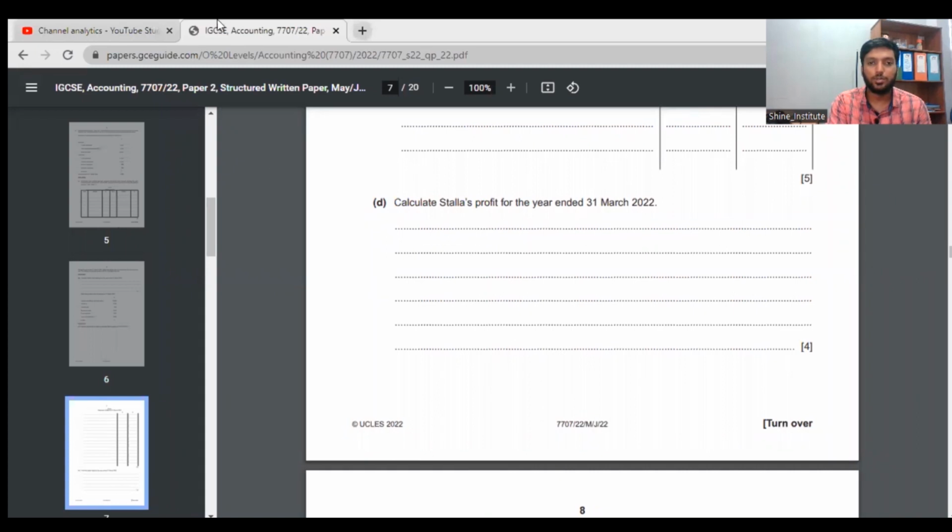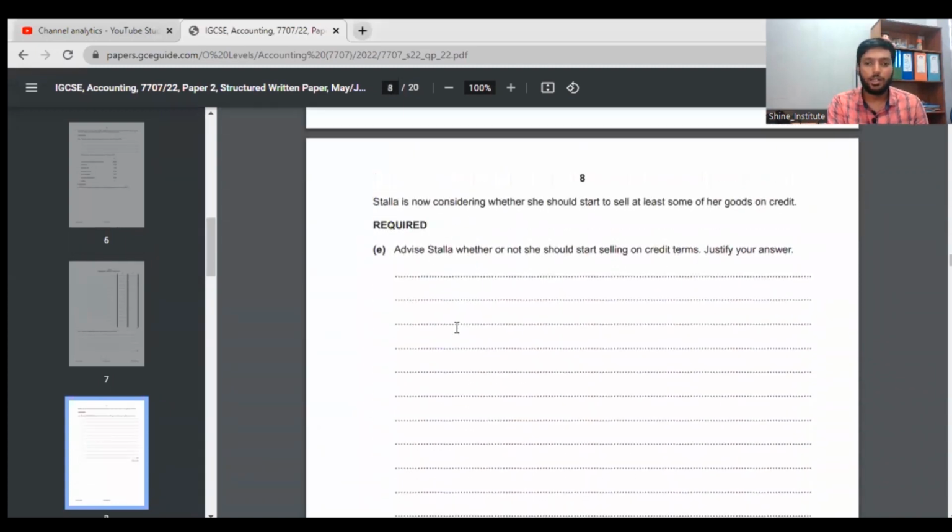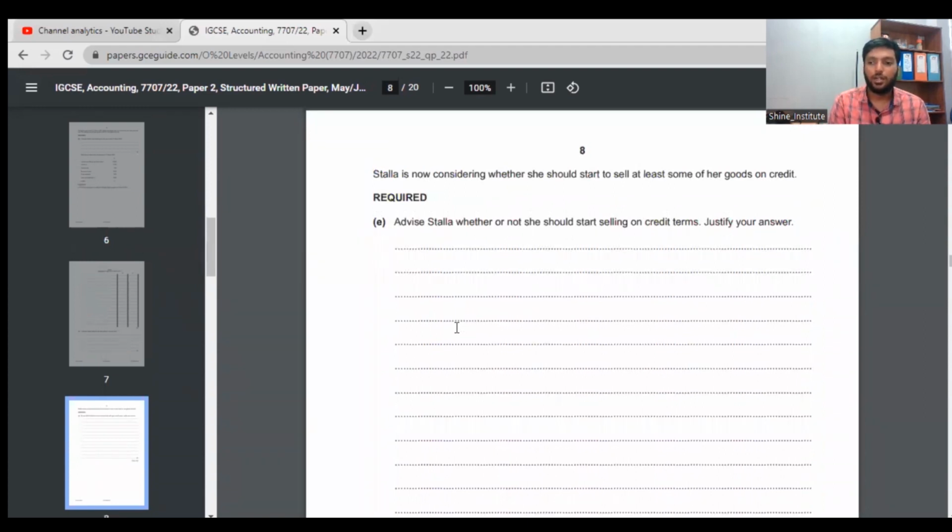Now we have the last question, which is the 5 mark answer. A writing area, not on accounting, not in economics or business studies. You don't want to write lots of things, but you can write it simple to make it understandable for the examiner. Stella is now considering whether she should start to sell at least some of her goods on credit. Advise Stella whether or not she should start selling on credit terms. To speak about the advantages and disadvantages, maybe 3 advantages and 2 disadvantages, more will be more than enough for you to score this 5 particular marks. So I'll write a small answer for this. You can also copy this down.